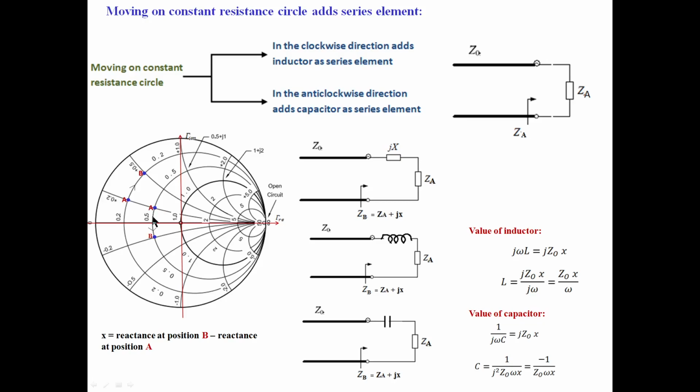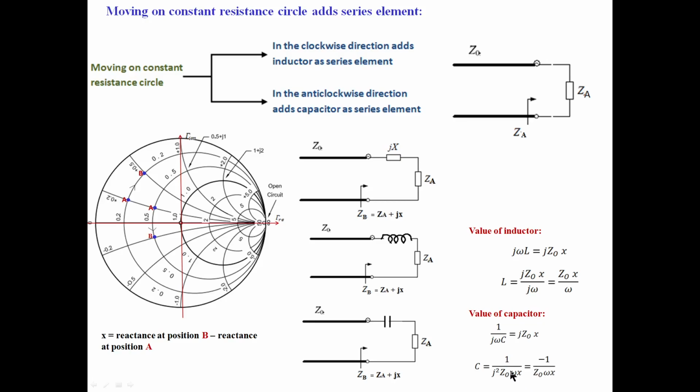If you move in the anti-clockwise direction on the resistance circle, and as I said, you can move on any resistance circle, that adds a capacitor in series like this. What is the value of the capacitor? That we can calculate using this equation again.